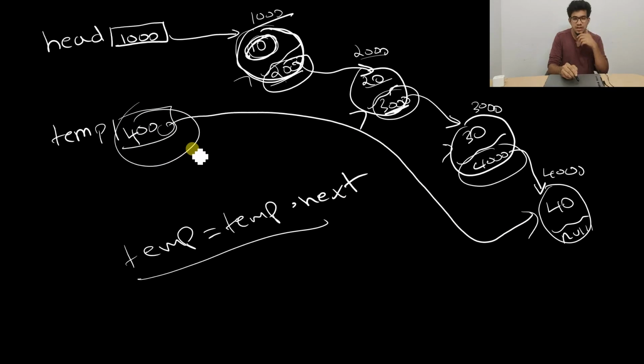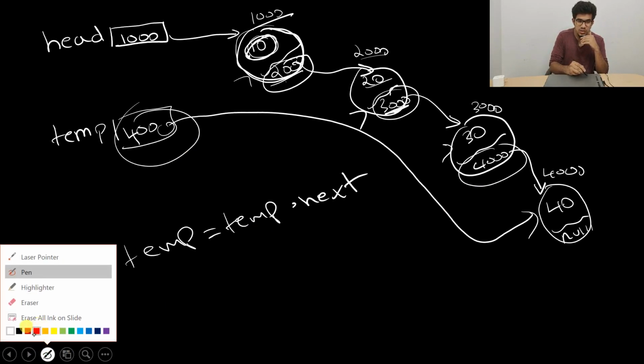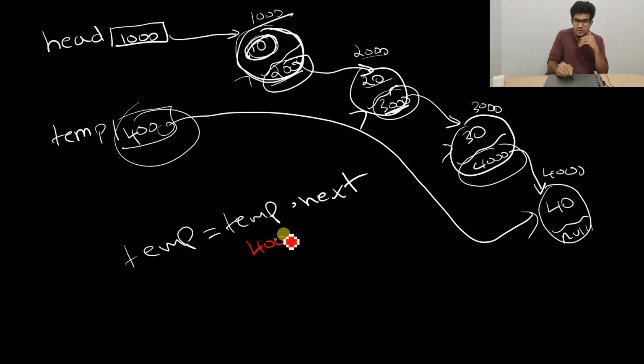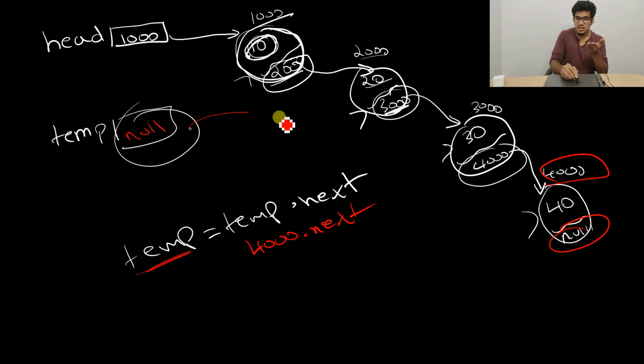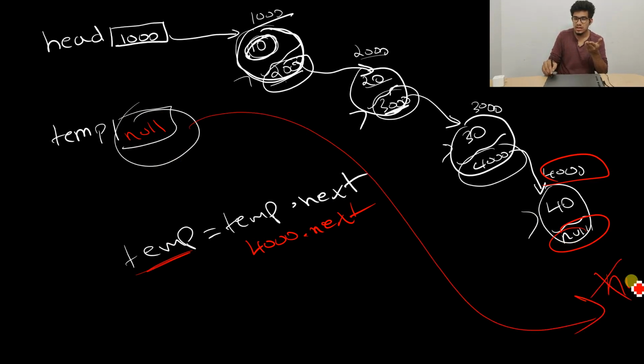It will print 40. As soon as it prints 40, let me trace it here. Right now, what is the temp value? Temp value in the memory is 4000. What is 4000.next? Can you see in the 4000 the next part is null? That null, you are storing in temp, right? Yes, your temp value becomes null. It means after this there is no next object at all. There is null, there is nothing.